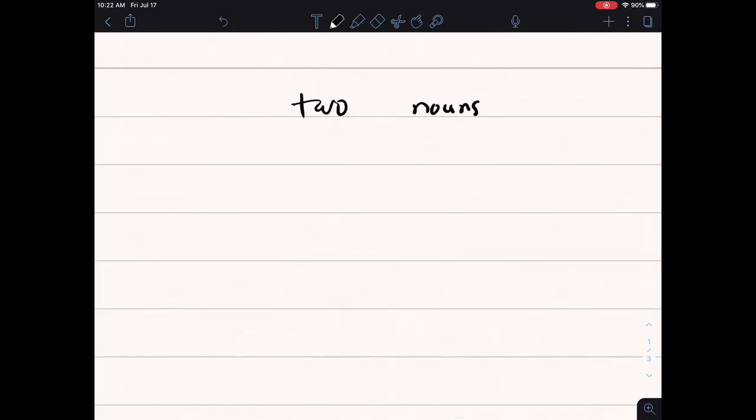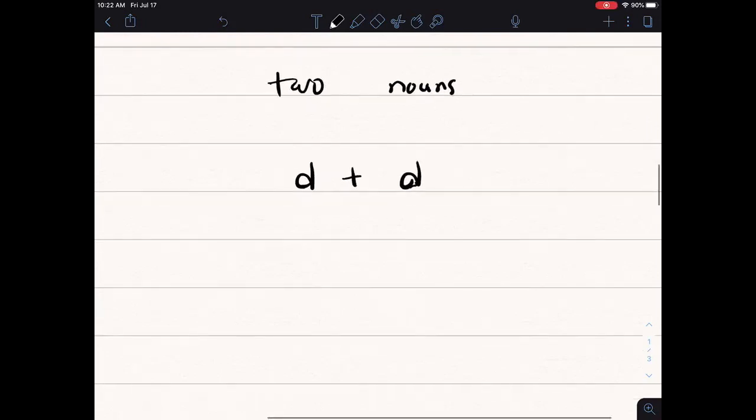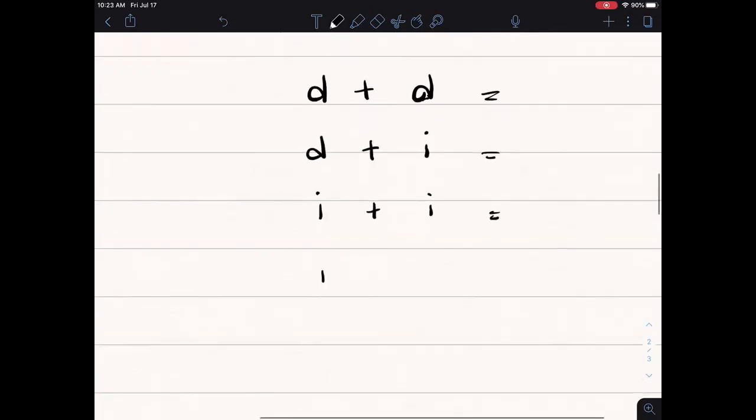First thing you have to understand what I mean. For example, I'll give you some of the combinations. When I say D plus D, I mean the first noun is definite and the second noun is definite. It means one thing. If your first noun is definite and the second noun is indefinite, that means something completely different. If the first noun is indefinite and the second is indefinite, that means one thing. If the first is indefinite and the second is definite, that is completely different.